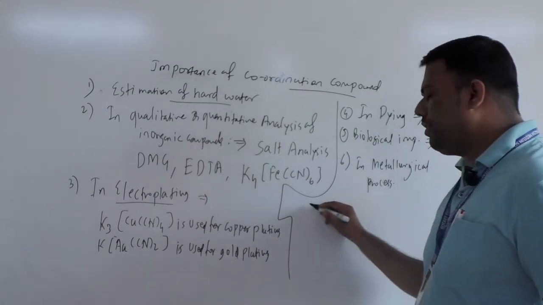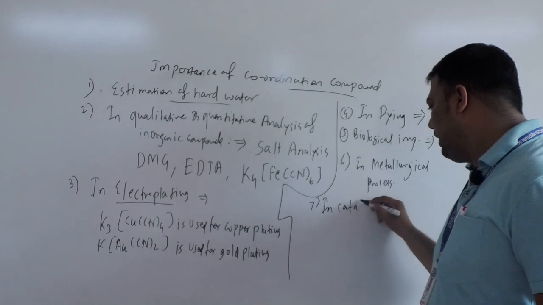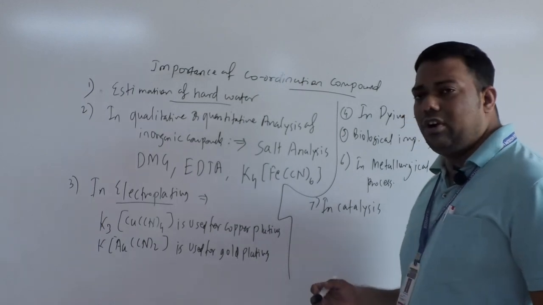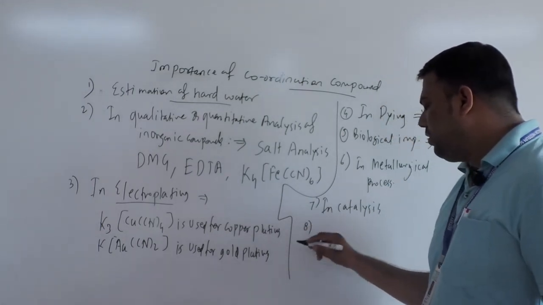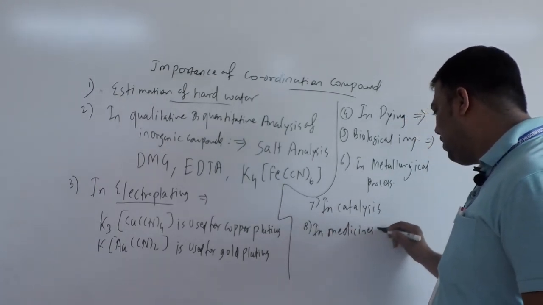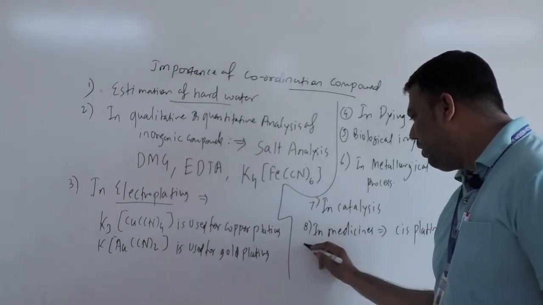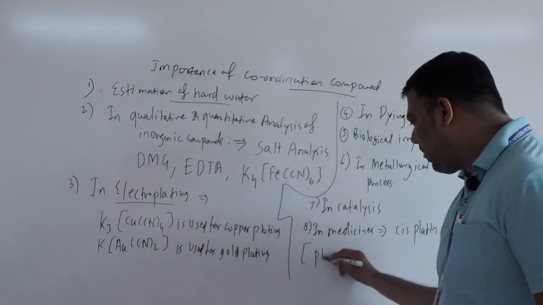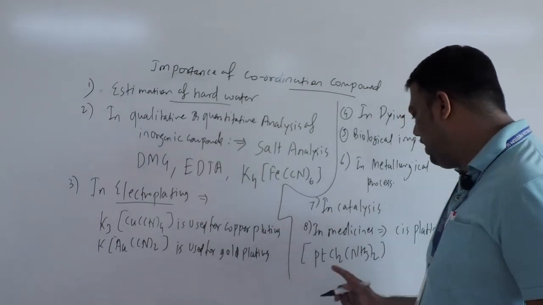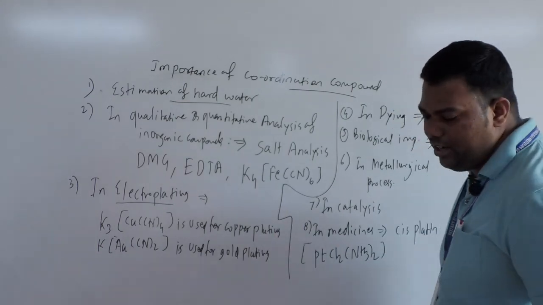Sixth, in metallurgical processes we also use these. Seventh, in catalysis, coordination compounds such as Wilkinson's catalyst; you can refer to the formula given in NCERT. Eighth, in medicines, for example cisplatin, whose formula is PtCl2(NH3)2. It is used in cancer therapy.